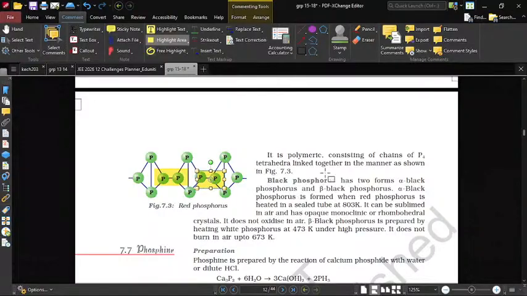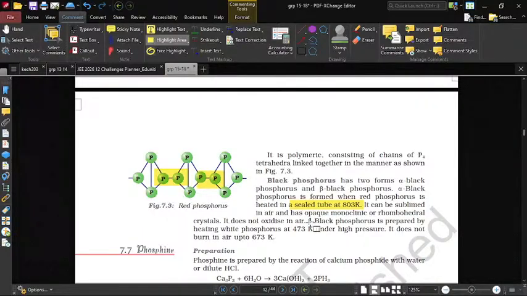Black phosphorus has two forms: alpha black phosphorus and beta black phosphorus. Alpha black phosphorus is formed when red phosphorus is heated in a sealed tube at 803 Kelvin. It can be sublimed in air and has opaque monoclinic or rhombohedral crystals. It does not oxidize in air.